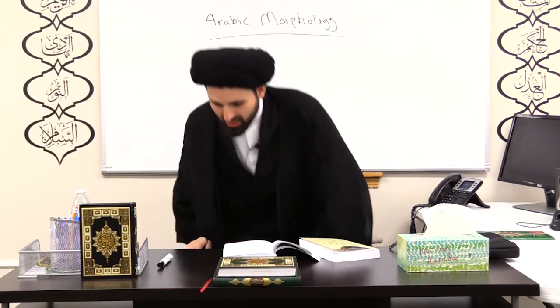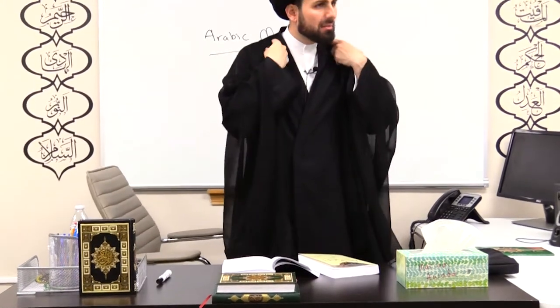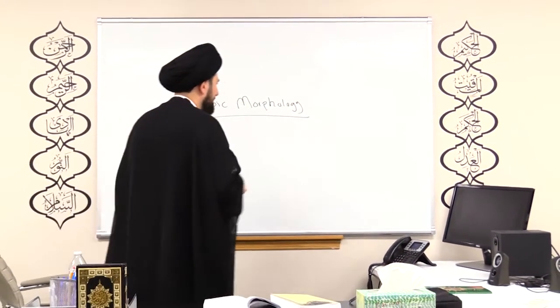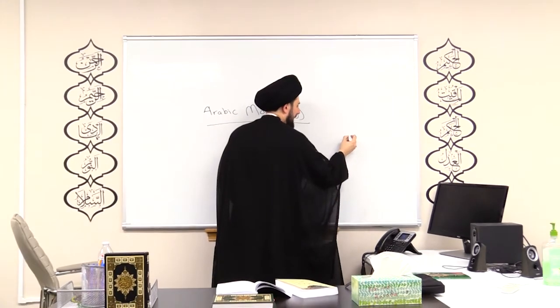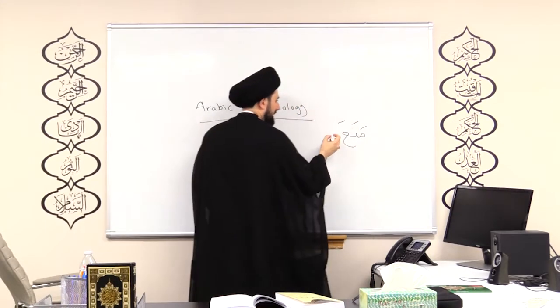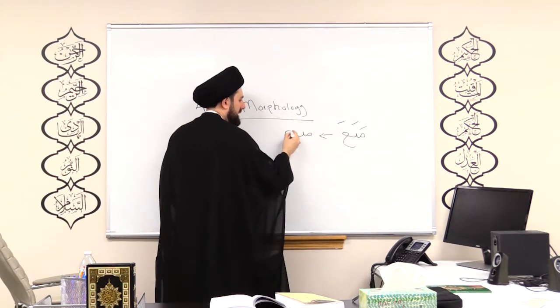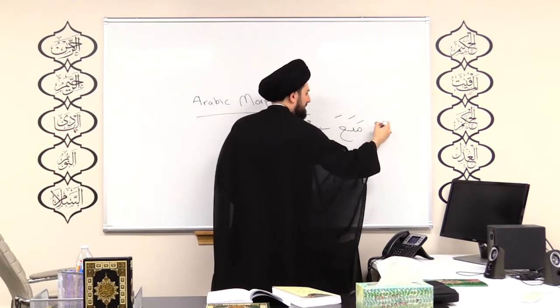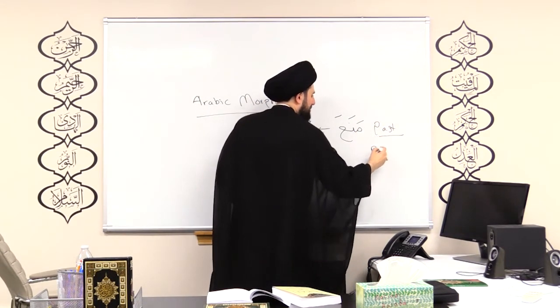Or another example, yaksiru. Yaksiru means to break. If I want to say it is being broken, is it possible to make a fi'l mudari' passive? Yes, it's possible. Just like we did with the fi'l al-madi, you can do the fi'l al-mudari' as well. So for example, we had mana'a. If you make it majhul, it becomes muni'a, passive. That's the past.